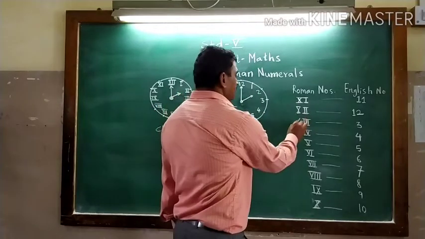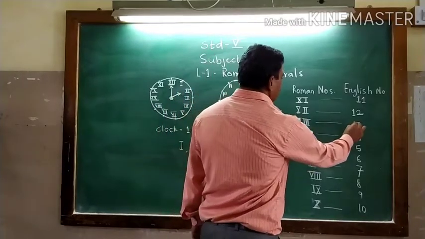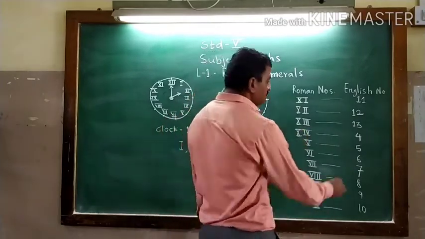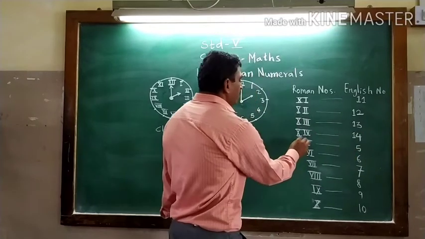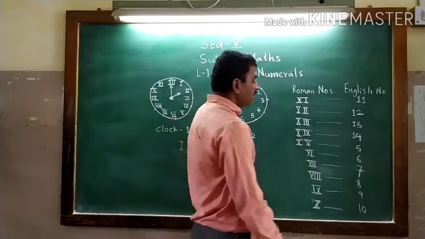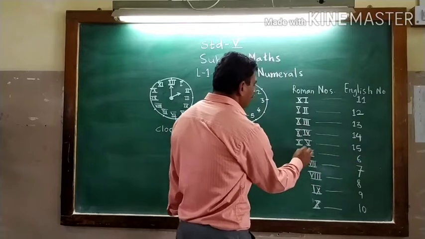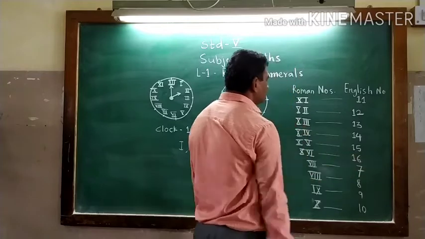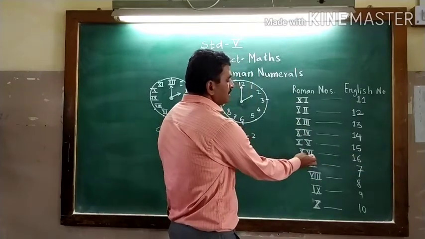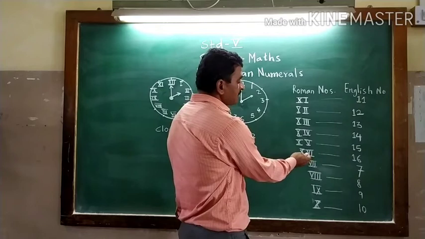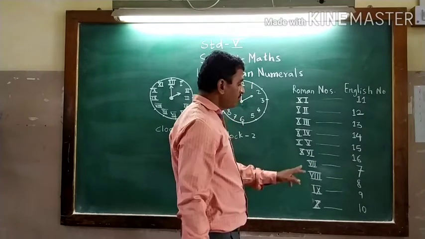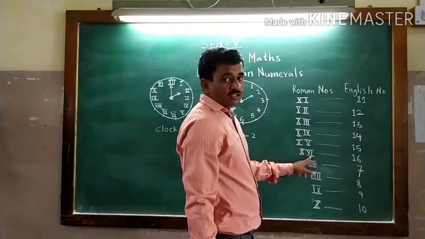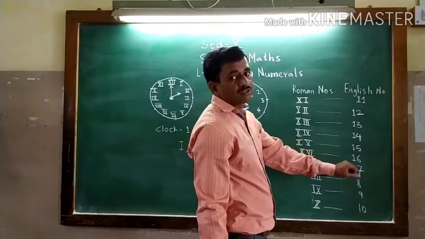When we put another I over here, then it becomes 13. When we put IV over here, then it becomes 14. When we put V here, then it becomes 15. When we add VI over here, then it becomes 16. Because 6 is on the right side of this X, that's why it gets added into the value of X. Value of X is 10, value of VI is 6, so both get added and 16 comes.